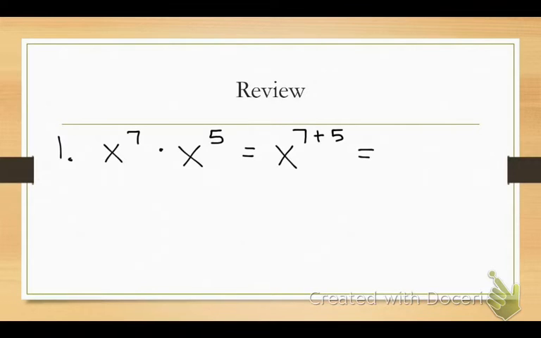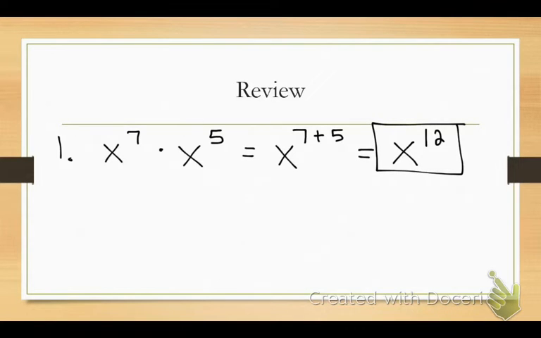We called this step 2 on Friday. It's just simply saying, I'm multiplying, same base, which means I can add my exponents, and my answer is x to the 12th power. 7 plus 5 is 12.